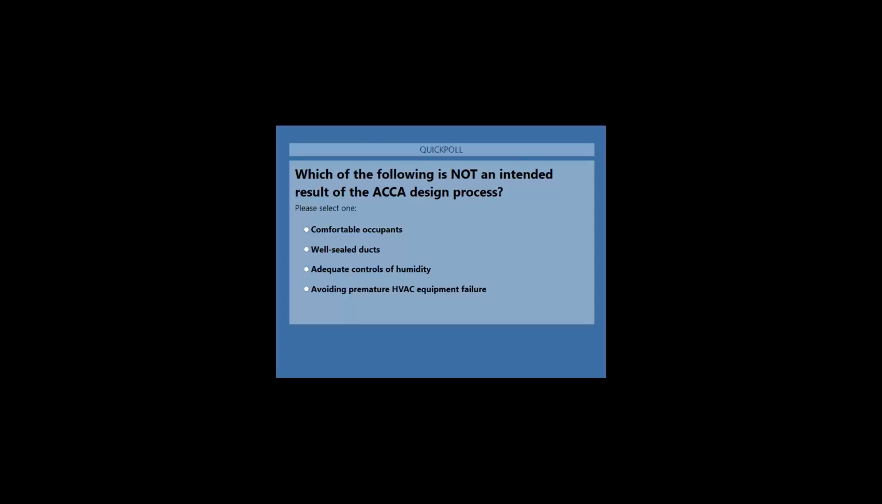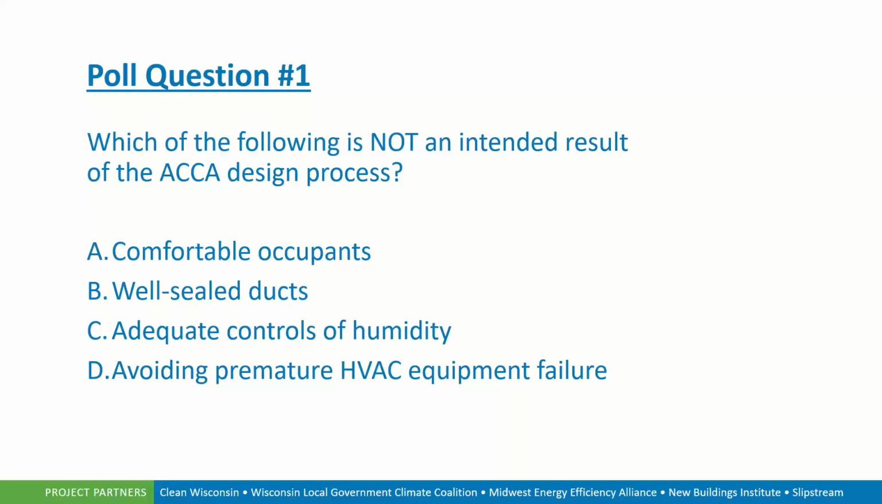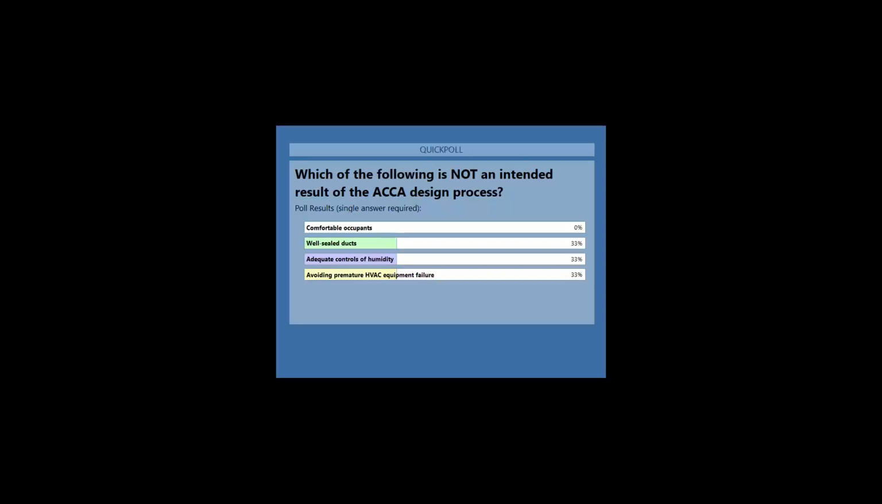Okay. We'll go ahead and close that out, Robbie. So a third of everybody said well-sealed ducts, adequate control of humidity, and avoiding premature equipment failure. All of those, except for well-sealed ducts, would be an intended result. The UDC has requirements for well-sealed ducts. The Manual J process does not.